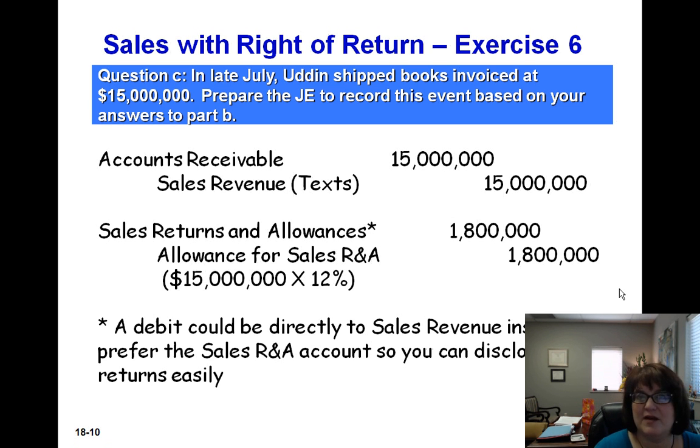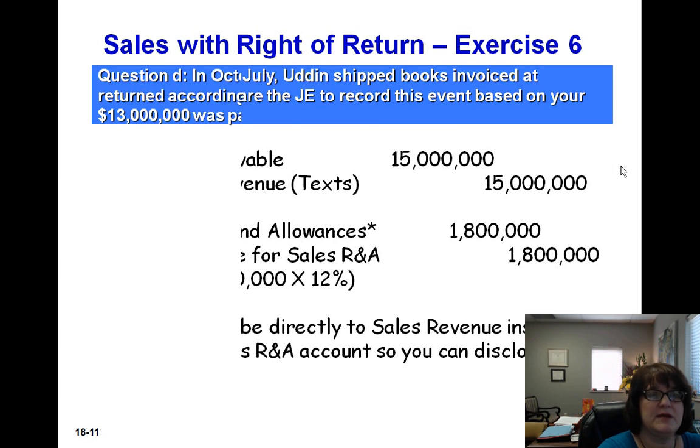I'm not a fan of that, because I think when you decrease sales revenue directly, it becomes a little harder to track how much of your sales actually did come back to you. I think if you keep it in a separate account, it's very easy to see and calculate what your percentage of actual returns were. But either way, it would be fine. All right. So this is what Udden Publishing Company should do in July when they make these sales.